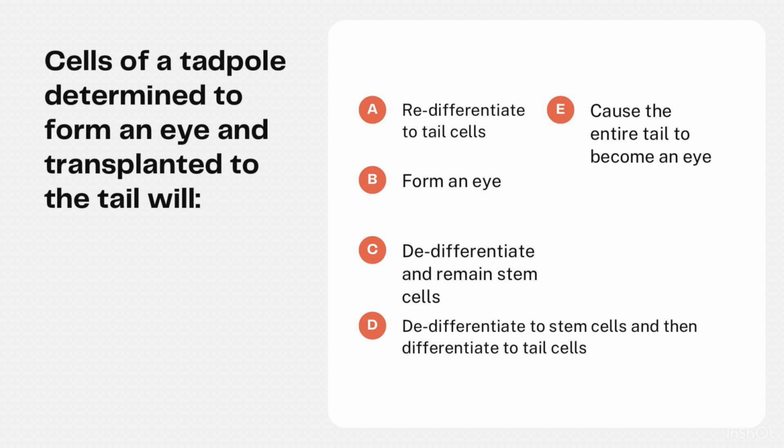So I'll give you a second to pause this video and try to do this on your own. So the correct answer is going to be B, forms an eye. But why is this the correct answer?